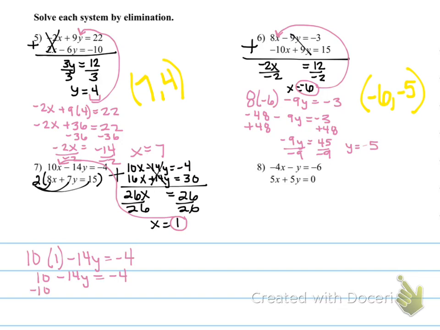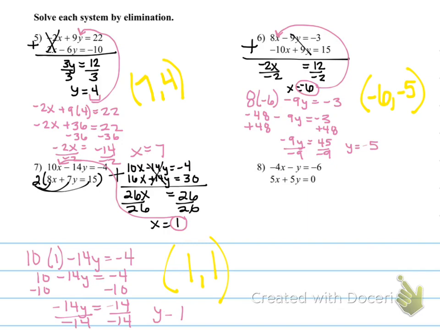Go ahead and subtract that 10 over to get rid of it. So negative 14y equals negative 14. Divide by negative 14, and y equals 1. So my answer here is just 1, 1. All right, one more left, number 8. We got to cancel out either my x's or my y's. So let's analyze and see what we're looking at.